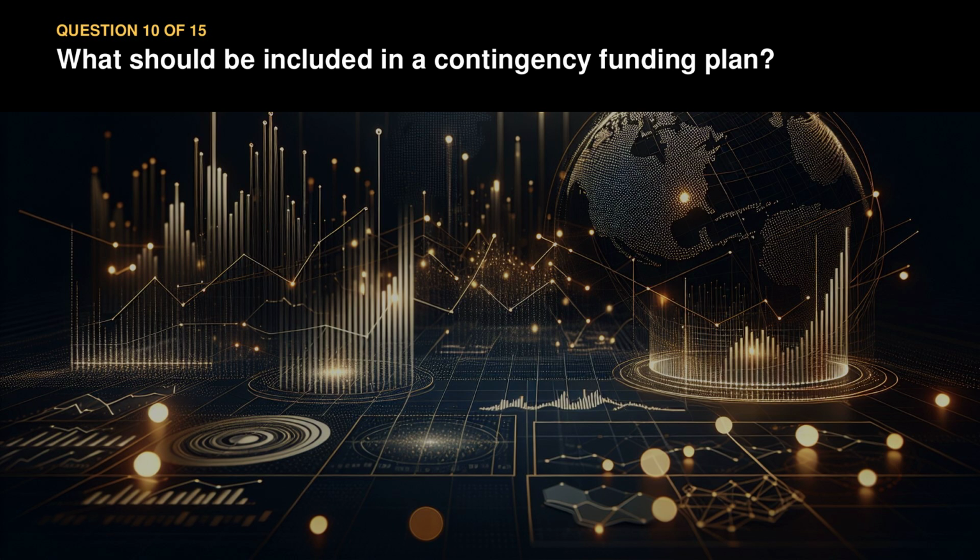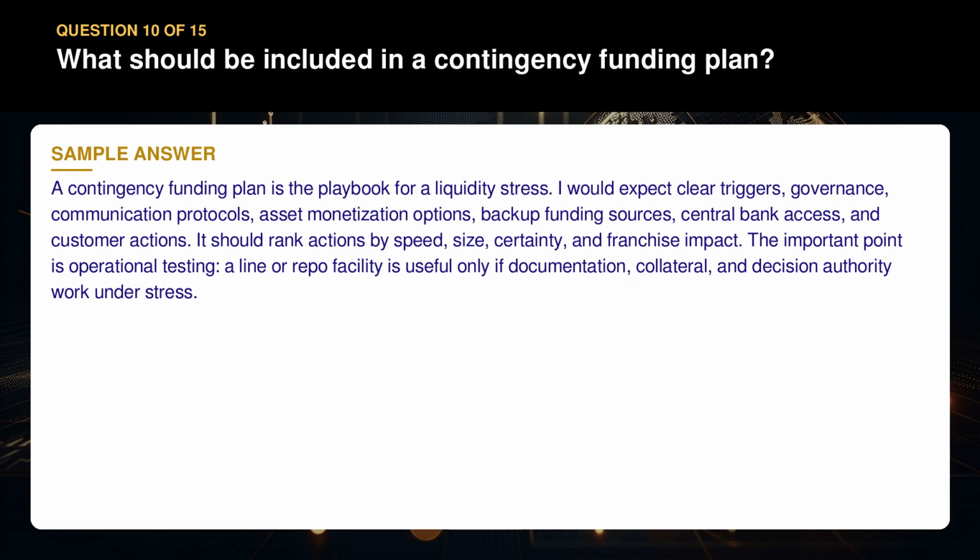Question 10. What should be included in a contingency funding plan? A contingency funding plan is the playbook for a liquidity stress. I would expect clear triggers, governance, communication protocols, asset monetization options, backup funding sources, central bank access, and customer actions. It should rank actions by speed, size, certainty, and franchise impact. The important point is operational testing. A line or repo facility is useful only if documentation, collateral, and decision authority work under stress.